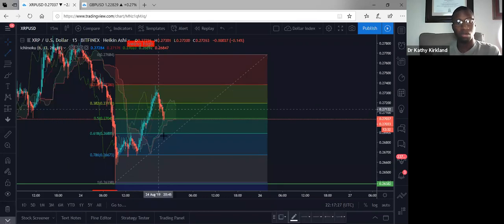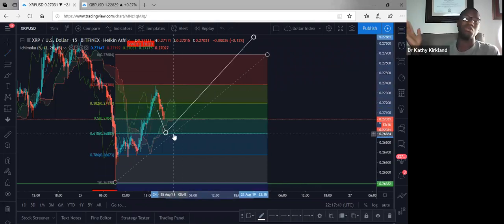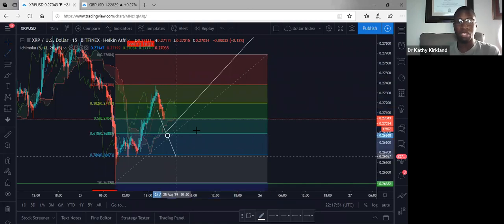you know, it could bounce off. This is what it could do, right? So I'm just going to give you some possibilities. It could go like this, right? Bounce off that 61.8 and then continue doing its own thing. But then again, it could also continue, and it could bounce off that 78.6, right?